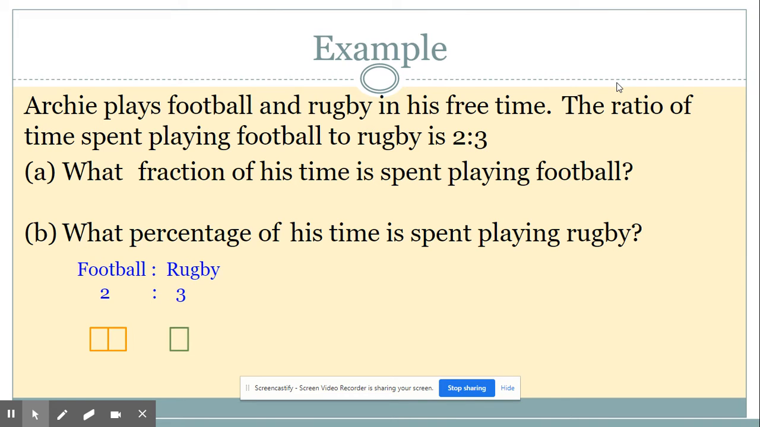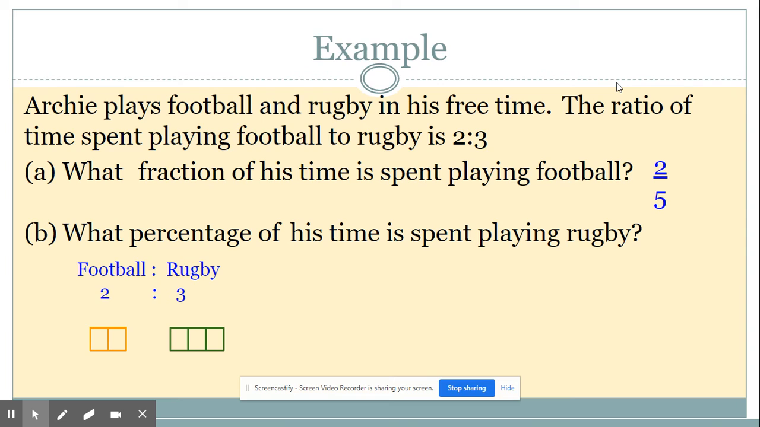To understand more clearly, I have drawn boxes, so it helps me to visualize that in total there are 5 parts, because in order to write a fraction, I should know the total number of parts, because a fraction compares something with a whole. So total number of parts is 5. Out of 5, there are 2 football. The fraction of his time spent on football will be 2 out of 5.